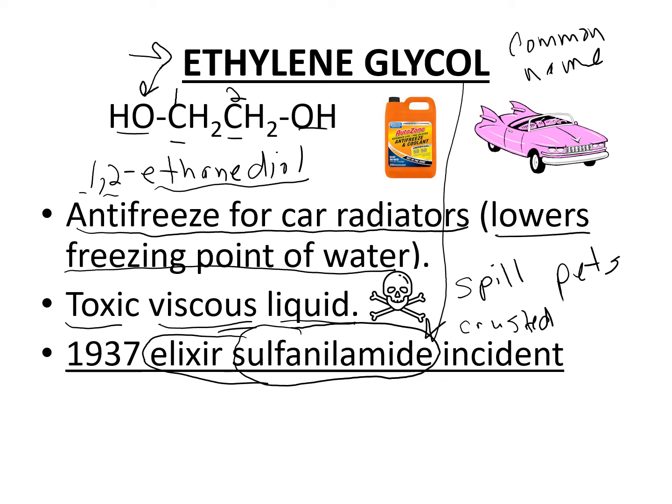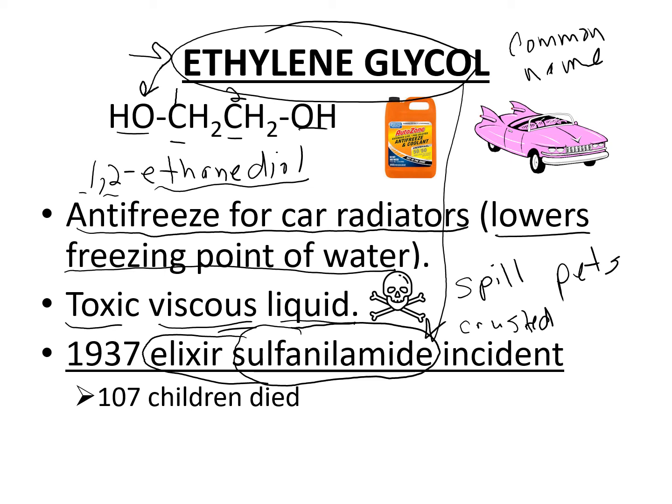Mothers were giving this elixir sulfanilamide to their children who may have had ailments like the common cold. It ended up killing 107 children before they realized the cause was having ethylene glycol as the solvent in this drug. And ethylene glycol attacks your organs, so unfortunately these children suffered a horrible death.